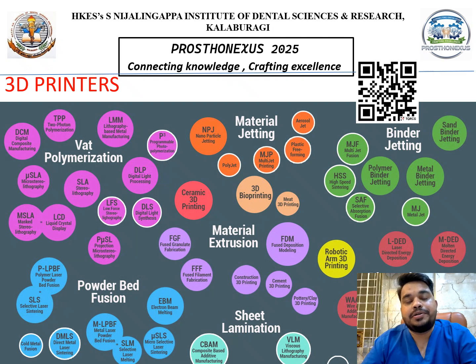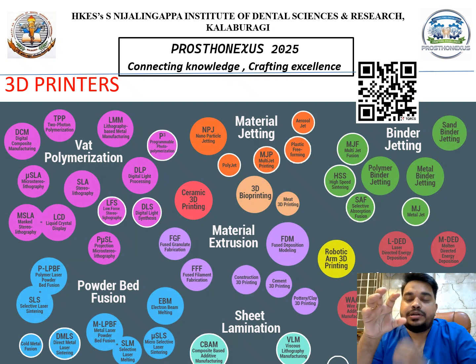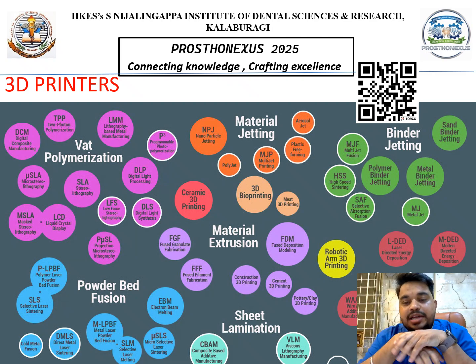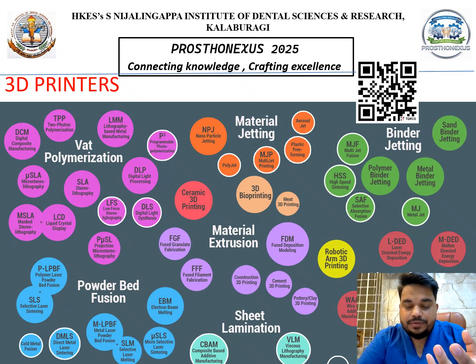Then coming to the printers. So we discussed cameras, then intraoral scanners, then lasers. Then another vital part of digital dentistry is our printers. These printers are very important in digitalization. Whatever we design needs to be fabricated, right? So the fabrication can be done with the printers.